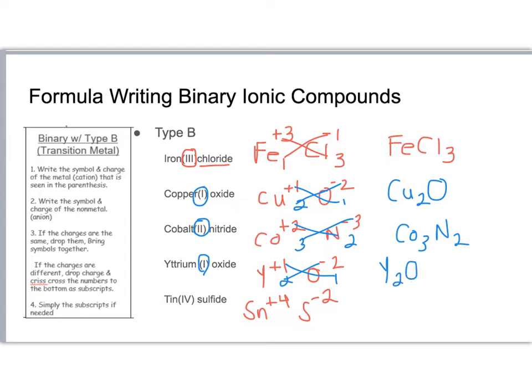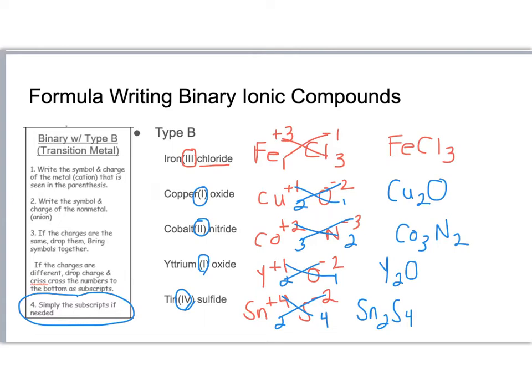And lastly, we'll take tin 4. Remember, tin is a pseudo-transition element. You know that it has multiple charges because of the Roman numeral 4. So tin is +4. Sulfide is sulfur S-2. We're going to go ahead and crisscross these down. We're going to get Sn2S4.